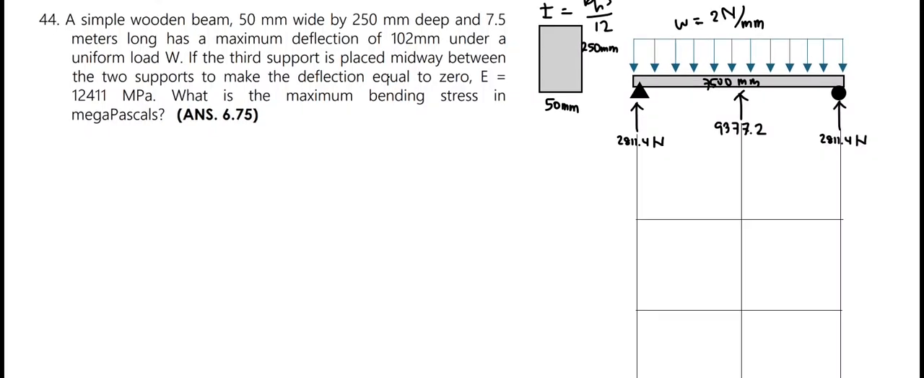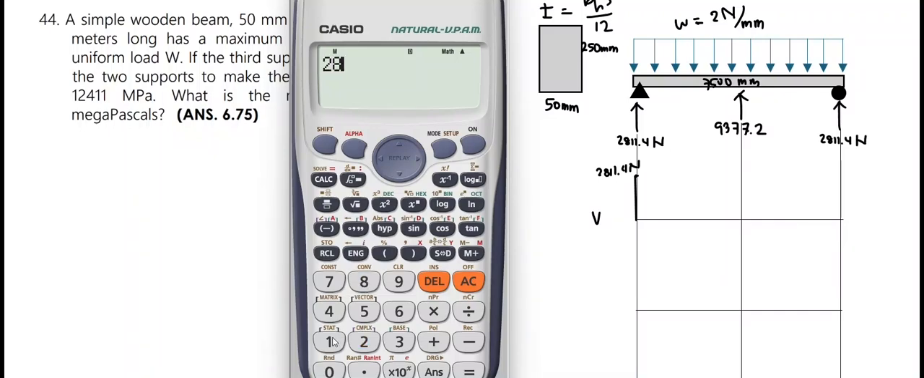Next, we construct our shear and moment diagram to locate the point of maximum bending. So let's begin with the shear. Going upward, it has a value of 2,811.4 due to the upward force. And then it has a uniform distributed load, so it will go downwards. It has a value of 2,811.4 minus 2 times half the span of the beam. This is equal to negative 4,688.6.